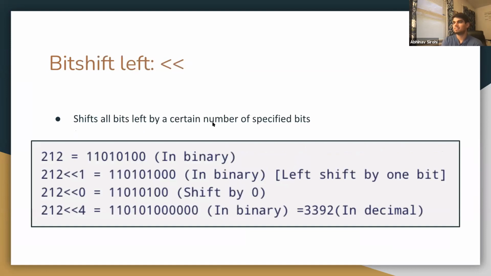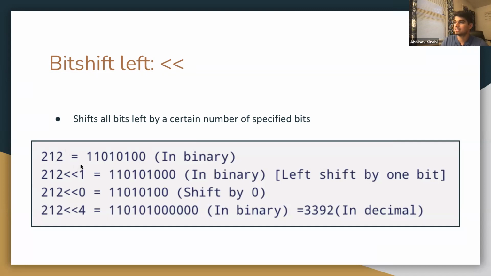And then we have the bit shift left, which takes all the bits and shifts them left by a certain number of specified bits. So what this looks like is, okay, if we have a number in binary, let's say this number right here, and we want to bit shift it left, we pass in the number that we want to bit shift to the left of the operator, and we pass in how much we want to bit shift it by to the right of the operator.